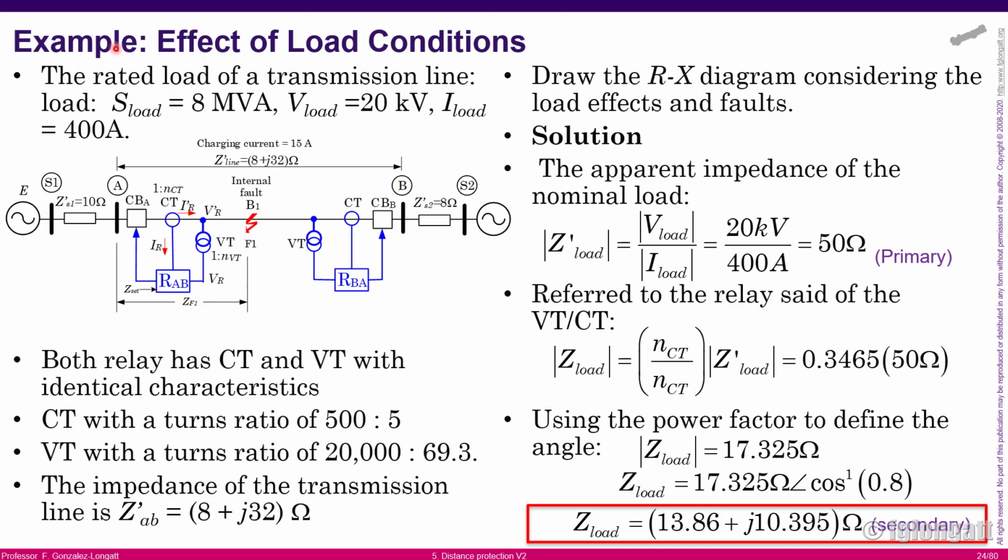For this transmission line, we know some load conditions. In this case, the load is 8 MVA, the voltage is 20 kilovolts, and the load current is 400 amps. In this case, we will focus on the relay located here on terminal B, tripping the circuit breaker A. And over here there is a voltage transformer 20,000 to 69.3, and also a current transformer, an American current transformer, 500 to 5.